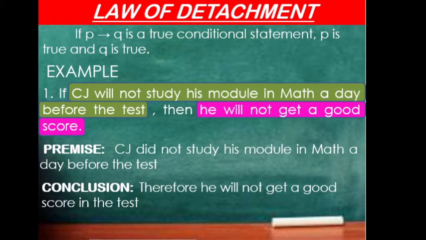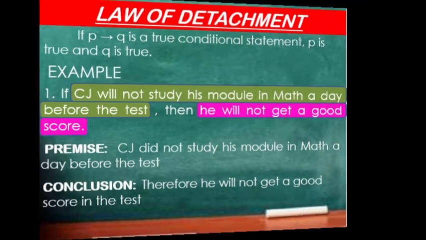So, again, ang premise, ini-assume natin na si CJ ay hindi nag-aral ng kanyang module sa math. And then, ang conclusion natin ay hindi siya makakakuha ng magandang score sa test.